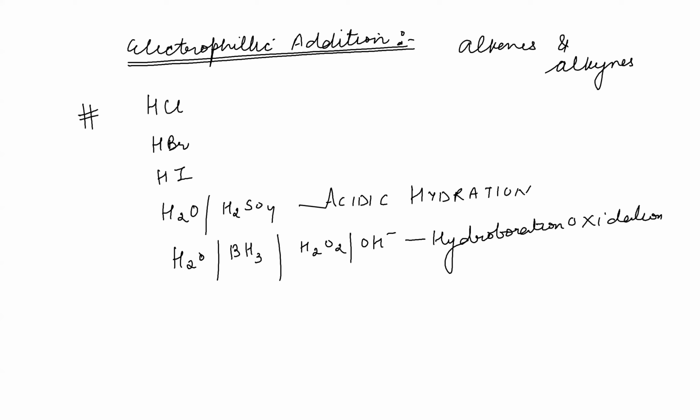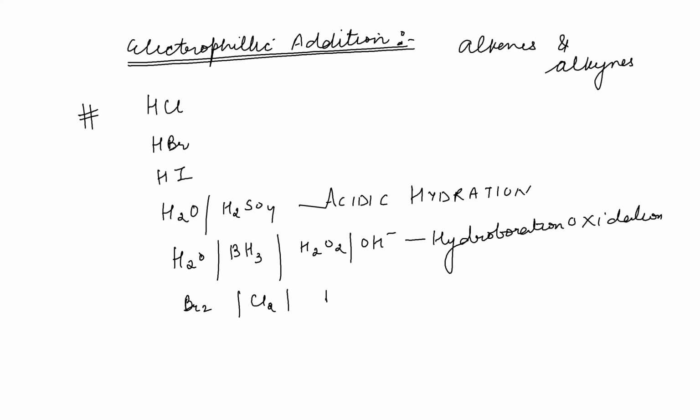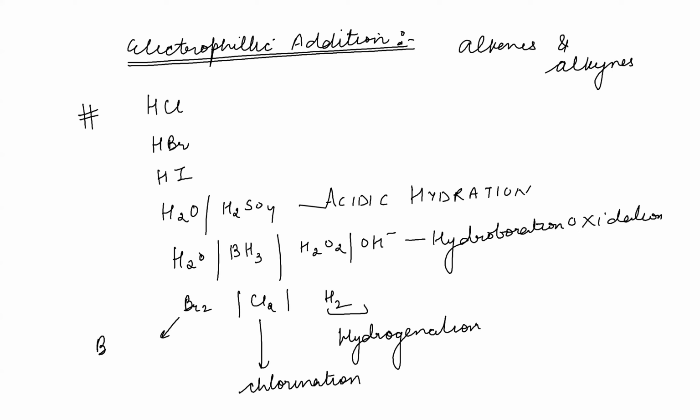Then we see the addition of bromine, chlorine, iodine. Primarily, iodine is not added, but chlorine and bromine. And we see the addition of hydrogen. If you see the addition of hydrogen, you call it hydrogenation. If you see the addition of chlorine, you call it chlorination. And if you look at the addition of bromine, I hope you're writing down, that is called bromination. So that's what we have, right?